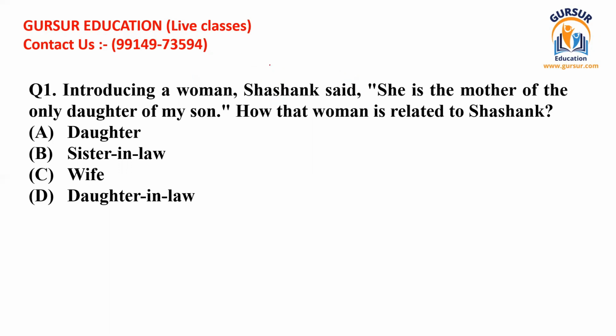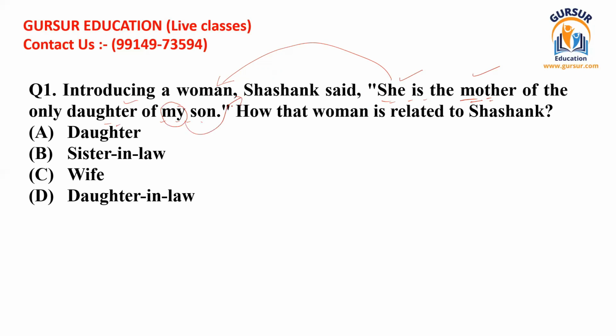Then a statement shall be given to you. Okay, what kind of statement is this? Like Shashank is saying she, he is referring to a woman. Okay, Shashank is saying she is the mother. First relationship, second relationship. So she is the mother of the only daughter of my son. So only daughter of my son. Here the word my has been used for Shashank himself.